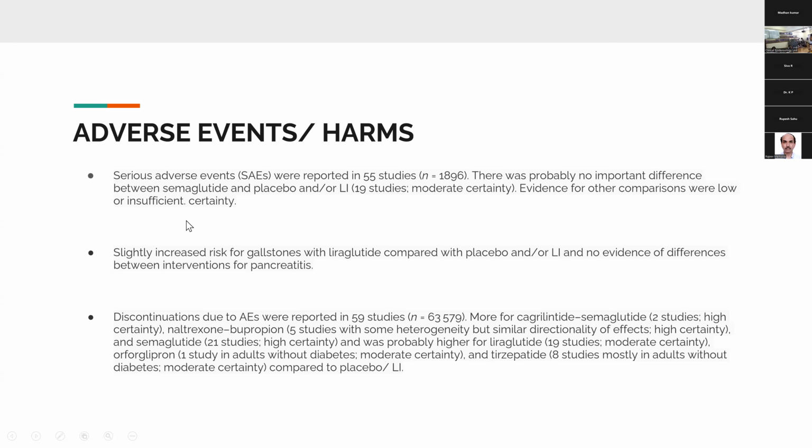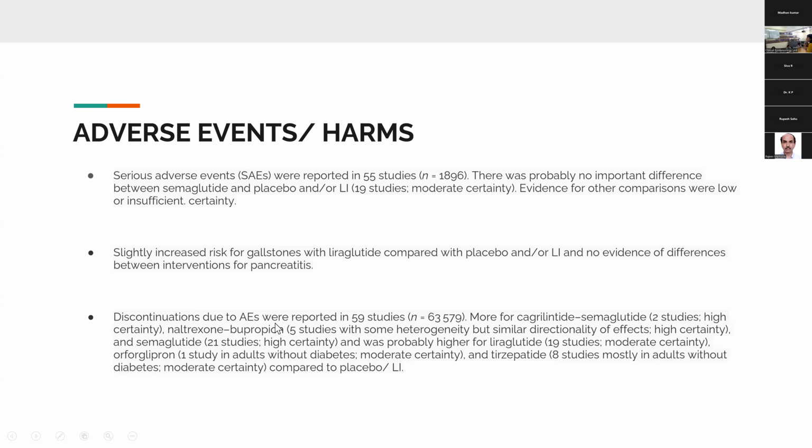Adverse events and harms. Serious adverse events were reported in 55 studies with an N of 1896. There was no important difference between semaglutide and placebo or lifestyle intervention. There was a slightly increased risk for gallstones with liraglutide. No evidence of differences in pancreatitis, which are the two major worries when we are using GLP-1 agonists.